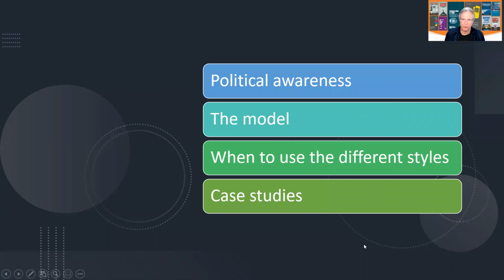Now, the first thing I want to look at today, which isn't, I guess, directly related to conflict, but nevertheless, I think it's something that's important. And I put this into the program because I thought working remotely, this can sometimes be even more challenging, because sometimes out of sight, out of mind, that is political awareness. So I think all leaders have to be politically aware.